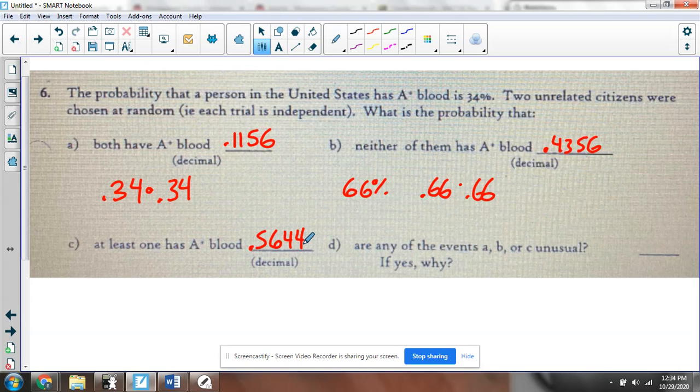Are any of the events A, B, or C unusual? If yes, why? I don't know what his definition of unusual is. I don't think any of them are unusual because all of them have a probability of above 10%. So I would just say, I don't know, no. He doesn't give a standard as to why something's unusual or not. Maybe he mentioned that in class. If it's below a certain percentage, it's unusual, but that's subjective. So I'm not sure what he wants there.